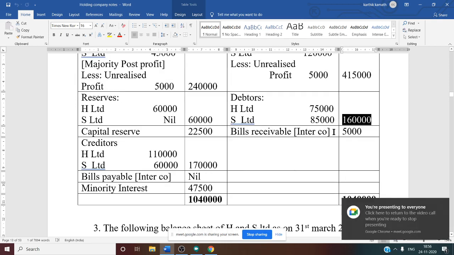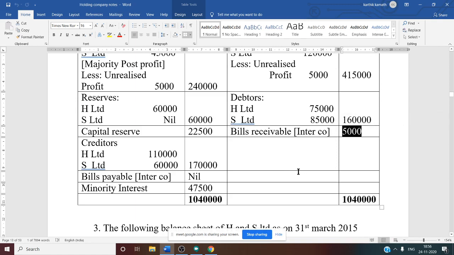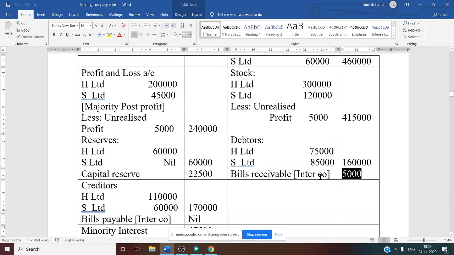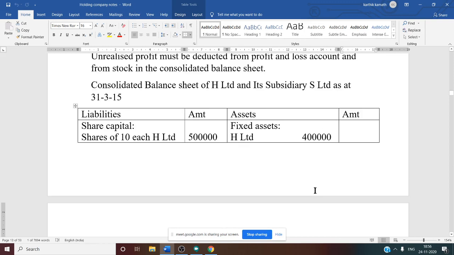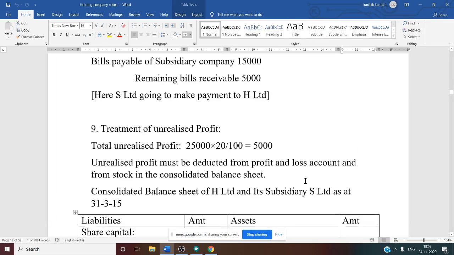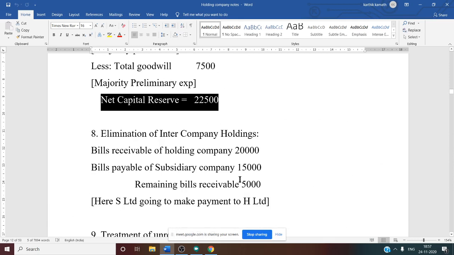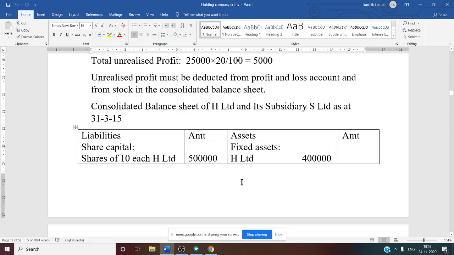Then the bills receivable, I have written intercompany in the bracket, 5,000. How did we get 5,000? 20,000 was there in the balance sheet, and 15,000 was intercompany. So the remaining answer is 20,000 minus 15,000, that is 5,000. So now we have written all the asset side information. Now we have to see the liability side. On the asset side we have not written goodwill. Why? Because when we were calculating, we got net capital reserve. So this net capital reserve we have to show on the liability side. If we got net goodwill, then we would show it on the asset side.